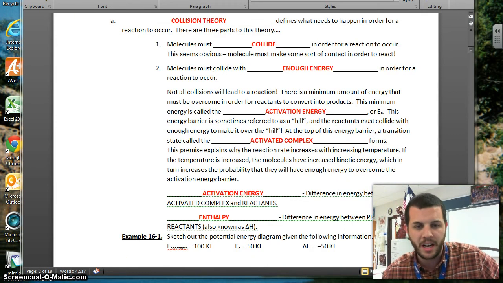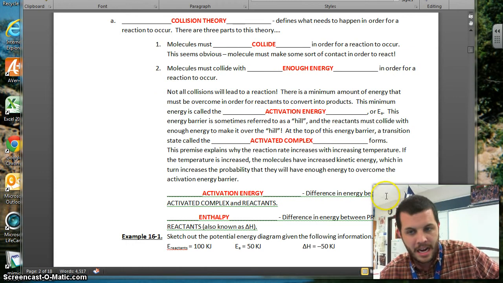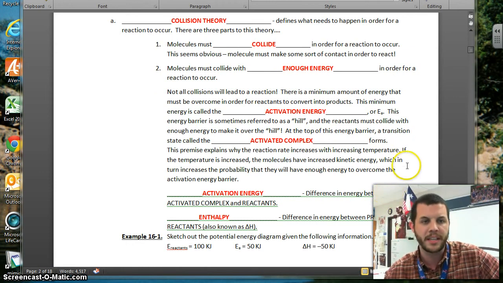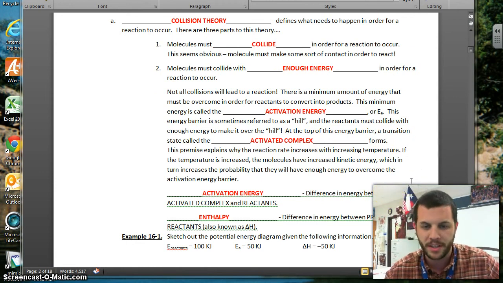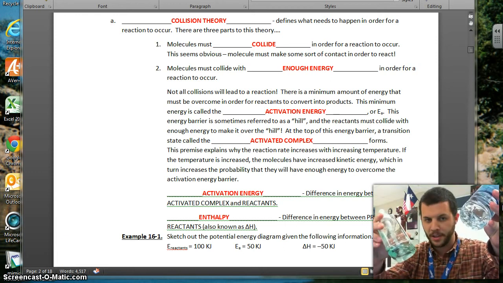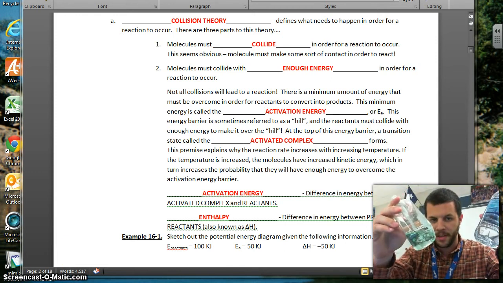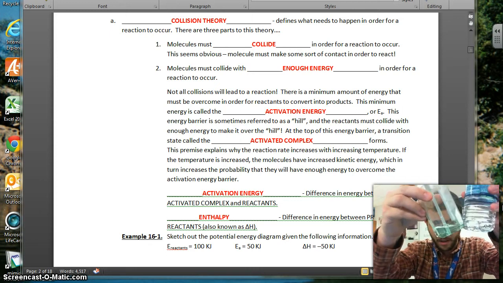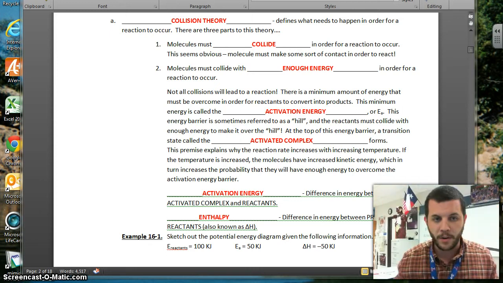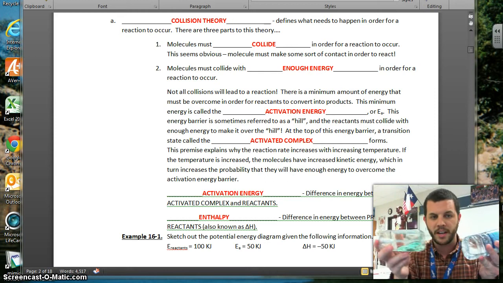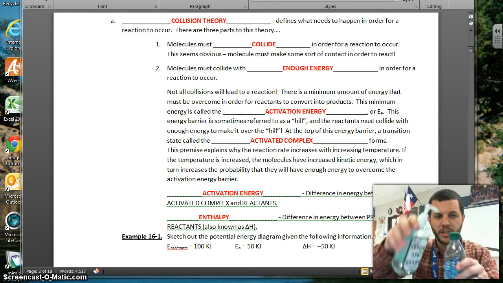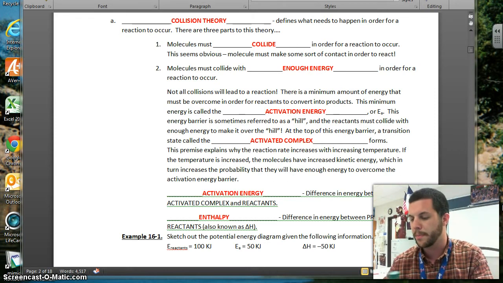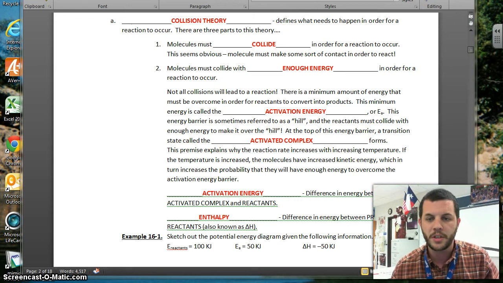Postulate number one of collision theory states that molecules must collide in order for a reaction to occur. Now, I know that seems very basic. Obviously, molecules have to collide. But if I were to take these molecules in this and these molecules in this and try to get them to react, are they going to react like that? No, of course not, because they can't touch each other. So I've got to actually squeeze that in there in order to potentially get a reaction to occur.